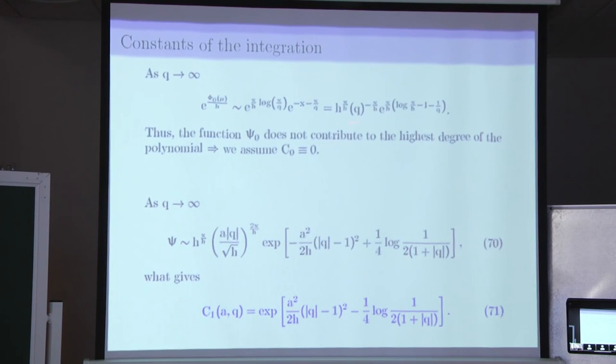And the highest degree of this asymptotics in z is minus n. And the highest degree of our original polynomial is 2n. So this solution does not contribute to the highest degree of the original polynomial. And we assume that the coefficient c0 is equal to 0. And if we find the asymptotics of the solution psi 1, we obtain some coefficient, and comparing this coefficient with our coefficient at the highest degree of the original diagonal polynomial, we obtain the function c1.